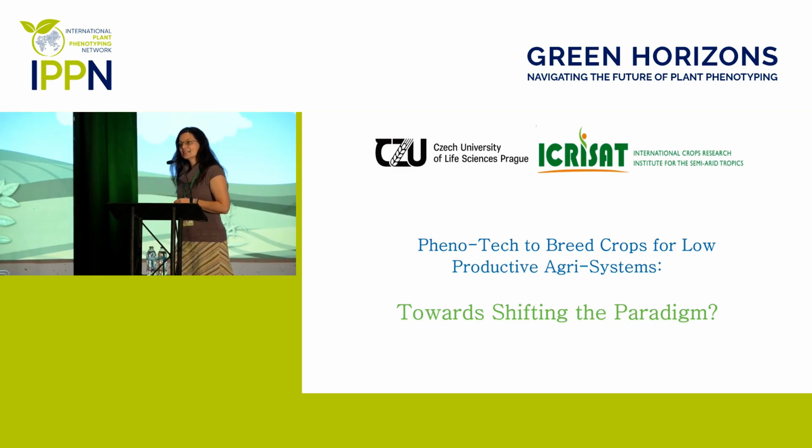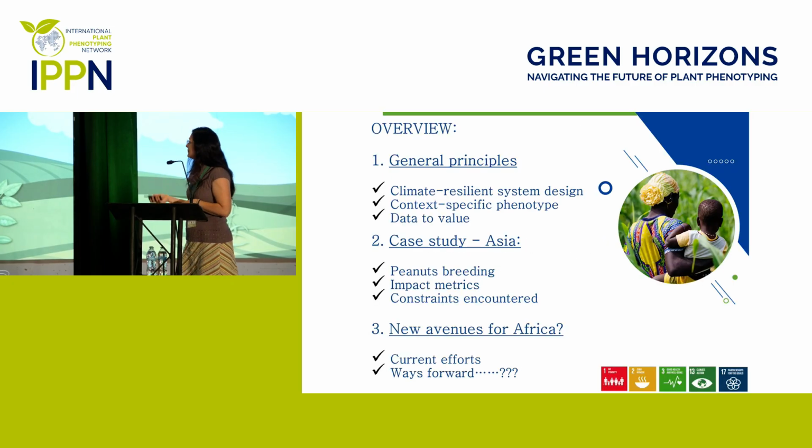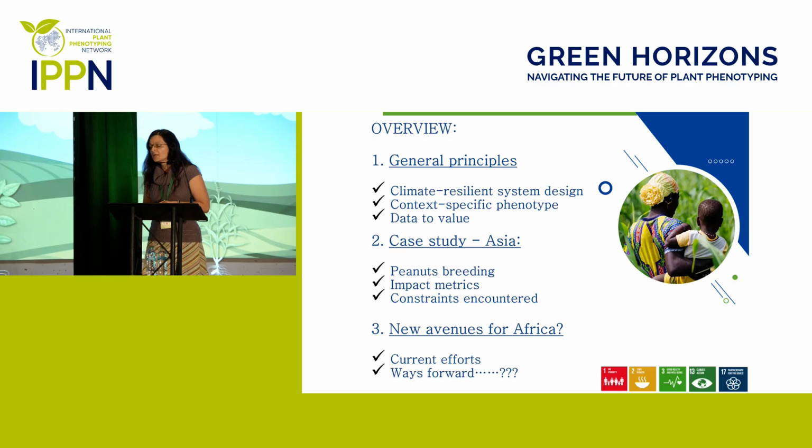So, guys, let me take you back to the lens of low productive agriculture systems and how the phenotyping technologies could possibly help these to be more productive. So the structure of this presentation is as follows. First, we will look at the generic principles, which some of my colleagues were already talking about, so we will dig a tiny bit deeper.